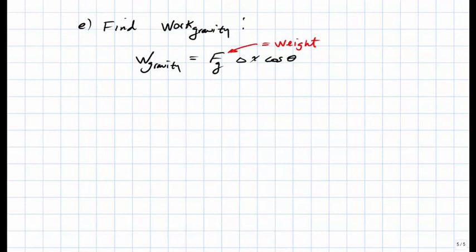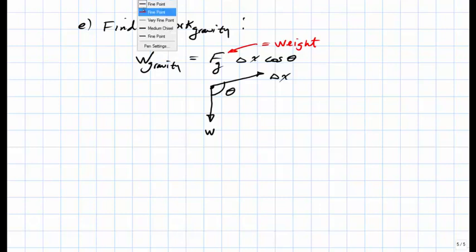Now, we know that the weight is directed downwards. We also know that the displacement is directed along the incline, like this. We need to determine this angle in here, in between those two vectors. And how do we do that? Well, in order to determine that angle, what I'll do is extend the delta x along the incline. Then we'll connect it and actually trace out the incline like this. And we'll just do some basic trigonometry or geometry to determine this angle.